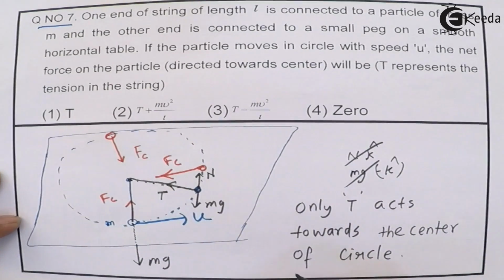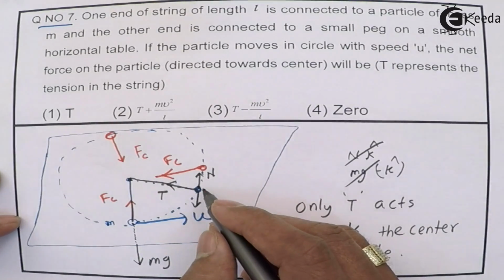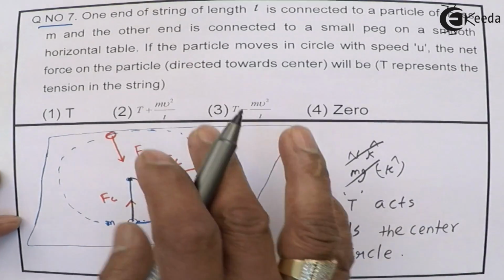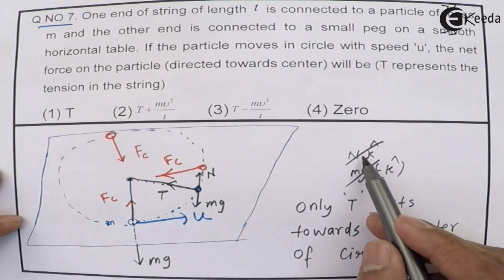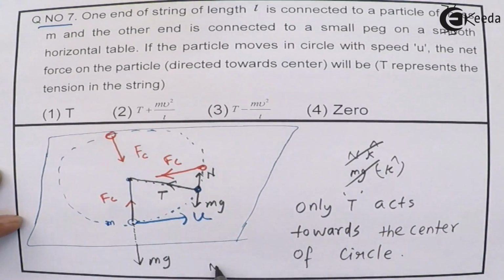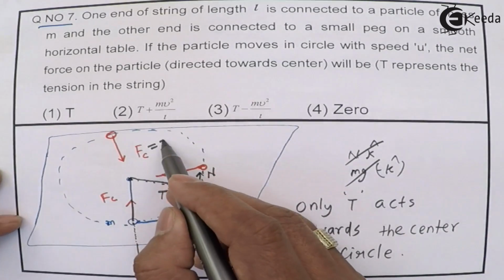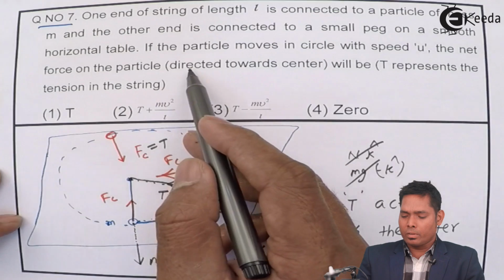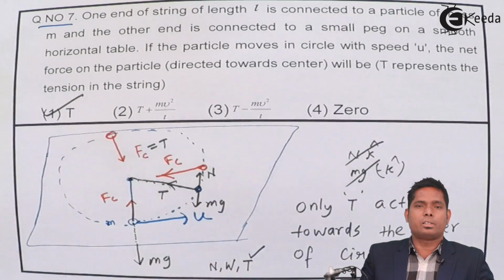Even if you take into consideration the frictional force, friction would also act towards the center, but because there is no mention of friction, only tension will act. So out of these three forces, the normal reaction, the weight mg and the tension T, only T acts toward the center, and that T provides the centripetal force. The net force on the particle directed toward the center is therefore T. The answer is T.